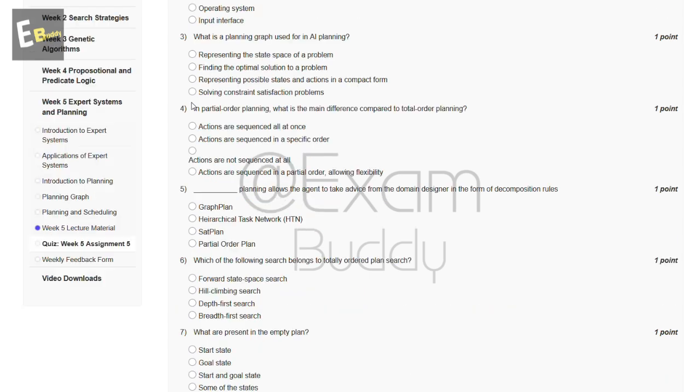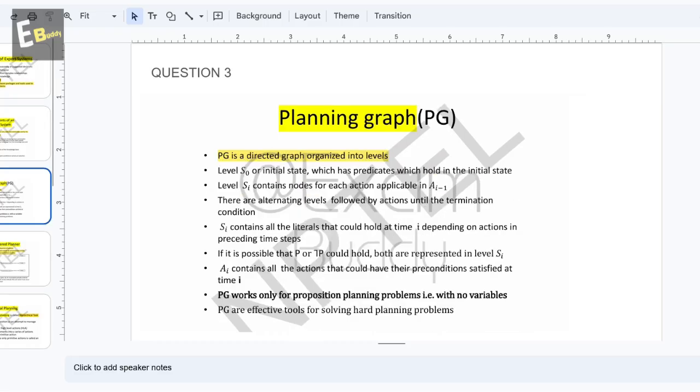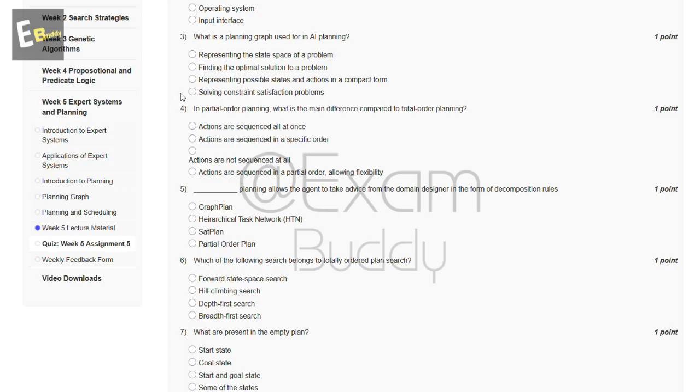Now the third question is, what is a planning graph used for in AI planning? So these are the options, and now let's check the answer of the third question. Question third, planning graph, PG, is a directed graph organized into levels and so on. So the answer of our third question is C, representing possible state and action in a compact form.